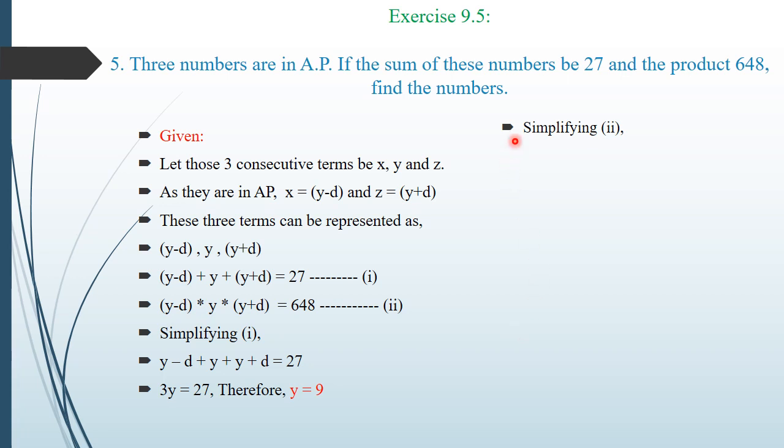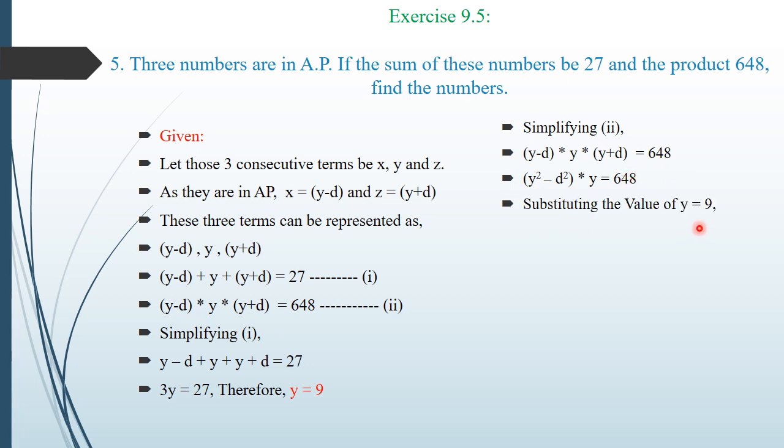Now considering the second statement and simplifying it, I'll substitute the value of y in this equation. You can see here, before substitution what I'll do is I'll consider these two terms, y minus d and y plus d. We already know the result of a minus b into a plus b is nothing but a square minus b square, y square minus d square, into this y I am going to keep as it is. This y will be multiplied to this result, that is going to give me equal to 648.